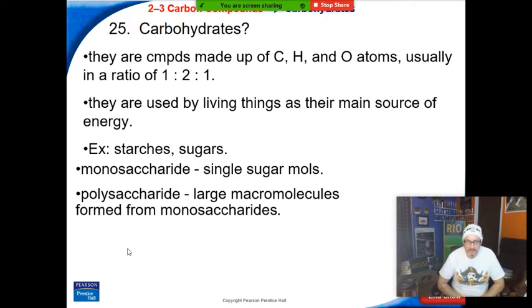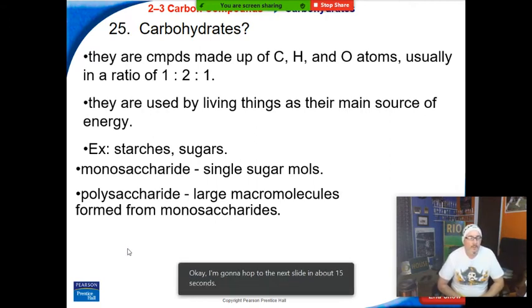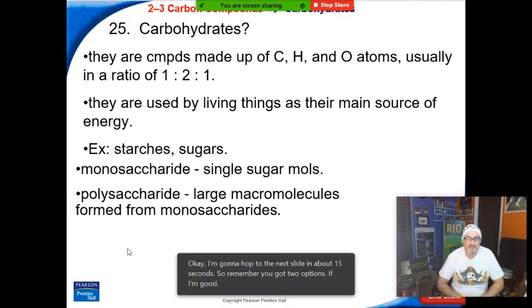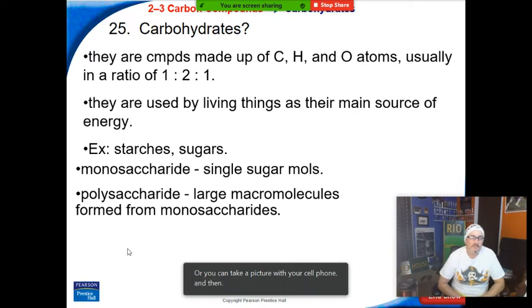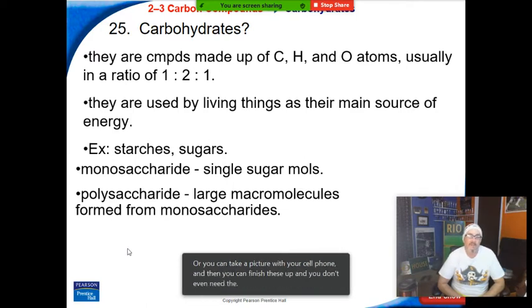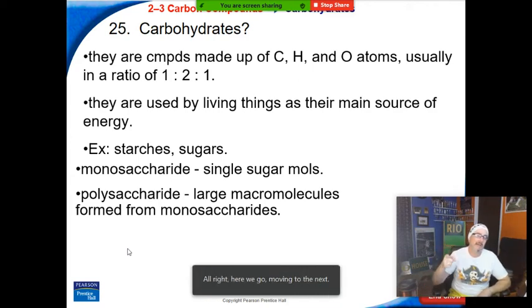Okay, I'm going to hop to the next slide in about 15 seconds. So remember, you got two options. If I'm going too fast, you can skip a couple lines and highlight number 25 so you know that you need to come back to number 25. Or you can take a picture with your cell phone, and then you can finish these up, and you don't even need the stinking video. I mean, why would you want to watch the exact video twice? Because really, you're watching the video because I'm making the video. All right, here we go. Moving to the next slide.